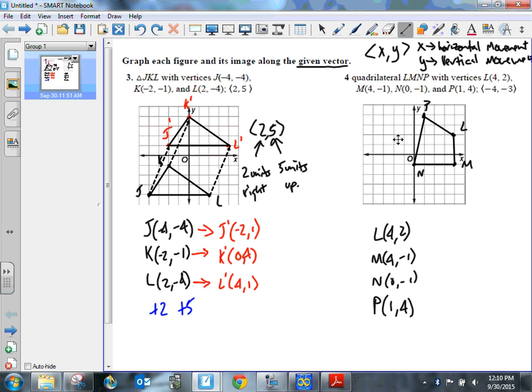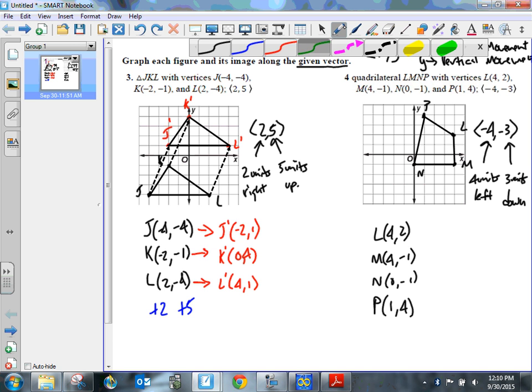All right. So now what I want to do is translate this over the vector negative 4, negative 3. So here's my vector, negative 4, negative 3. And this means the negative 4 means that we're going to move 4 units to the left, because it's negative. That's what that means. This one is positive, so we move to the right. And then if I have a negative 3 value, that's 3 units down. So let's go ahead and do that for each of those points.